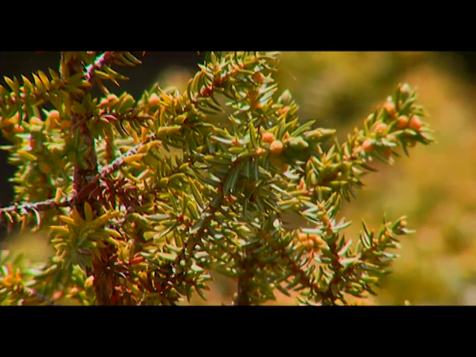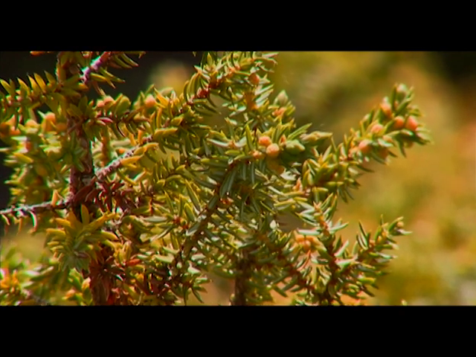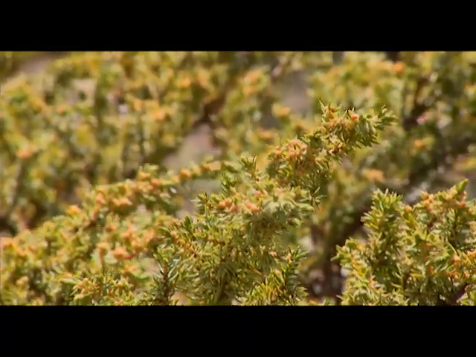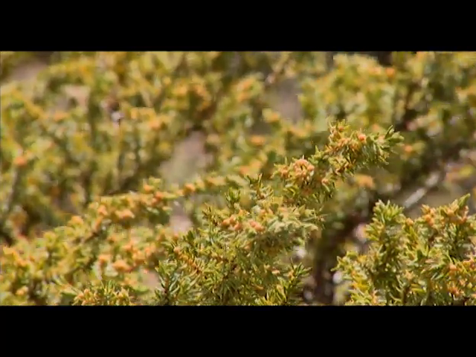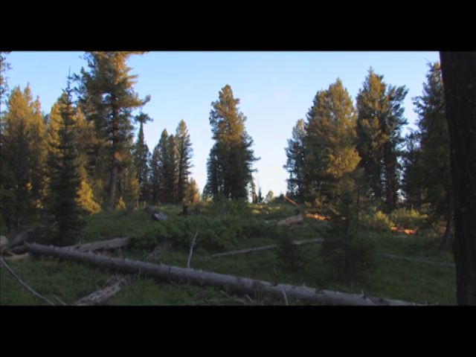So those that have the berry-like cone would be the junipers. And as you may recall, this is kind of what the juniper berry looks like. When I talk about cones, by the way, I'm talking about the female cones. So the female cones here are more berry-like than scale-like and dry-like. And then the other side would be the non-succulent cones, a typical kind of cone, and that would be either a pine, spruce, or a fir.